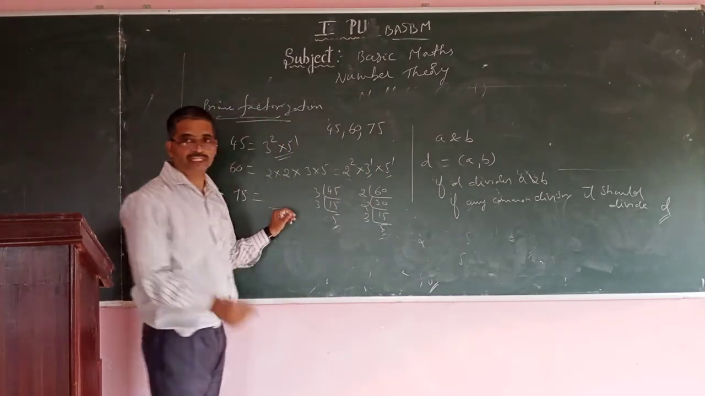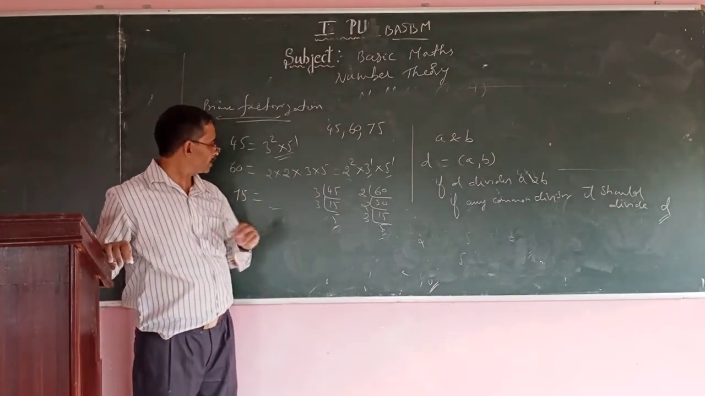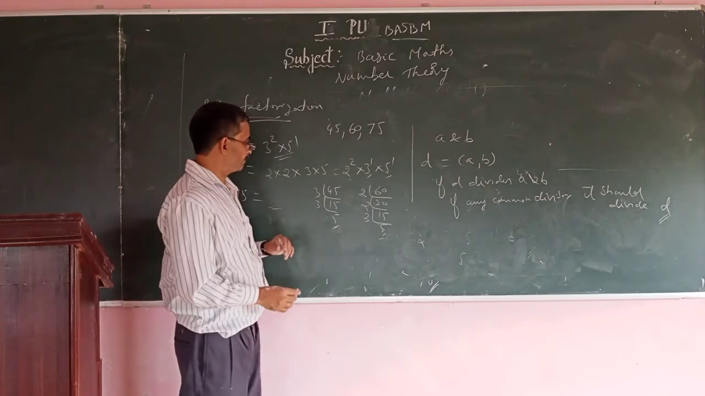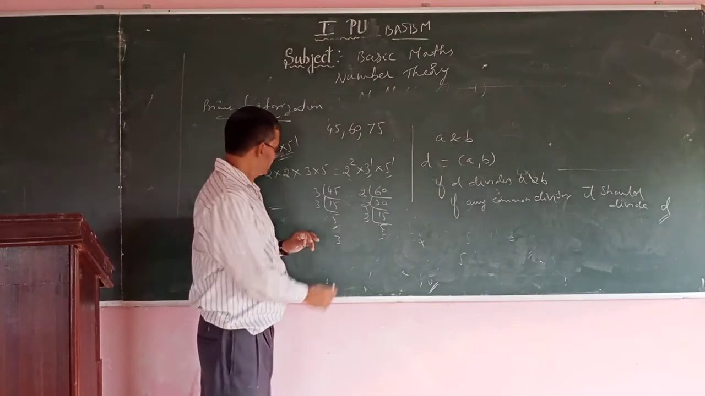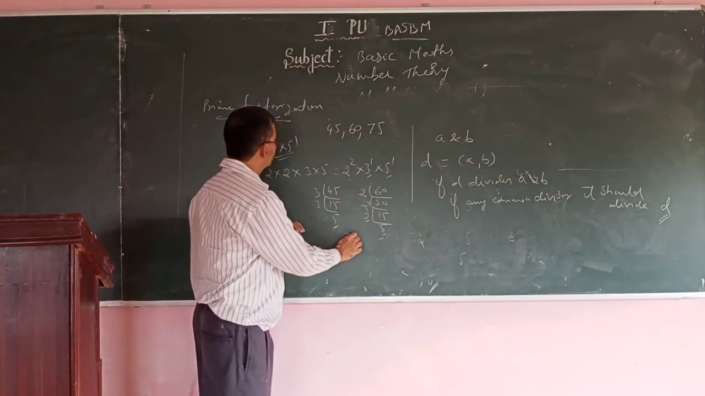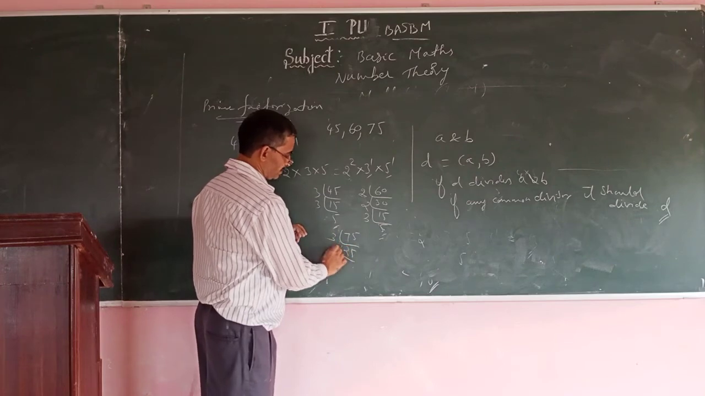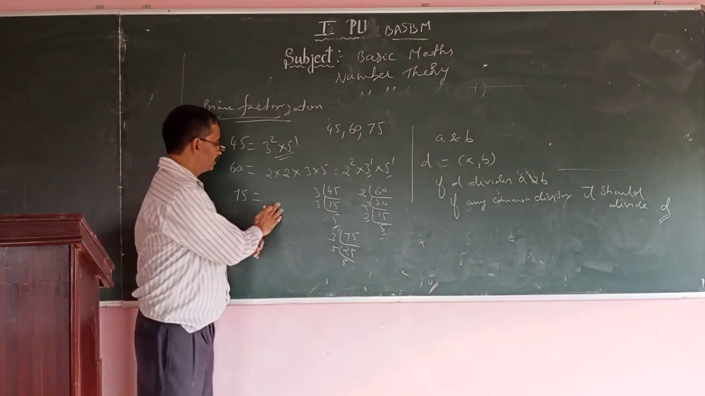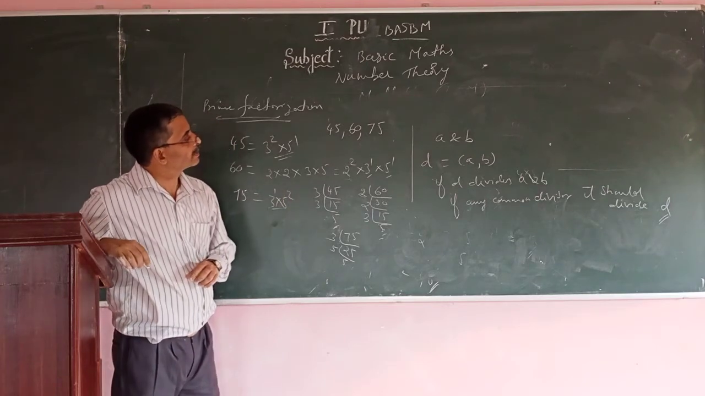Next 75. This is already familiar. 75 can be written as 3 into 25. 25 means 5 square. So 75 means 3, 25, 5, 5. So 3 into 5 square. 3 means 3 to the power 1.